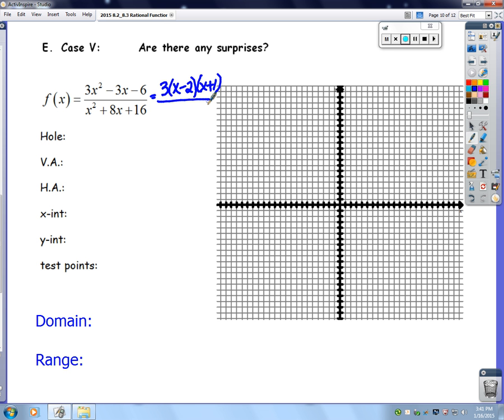Let's factor the denominator. You should get x plus 4, x plus 4. All right, we don't have a common factor, so that means we don't have a hole. So no hole. The zero in the denominator, we still just have one vertical asymptote. So that's going to be x equals -4, because it's the same factor twice.